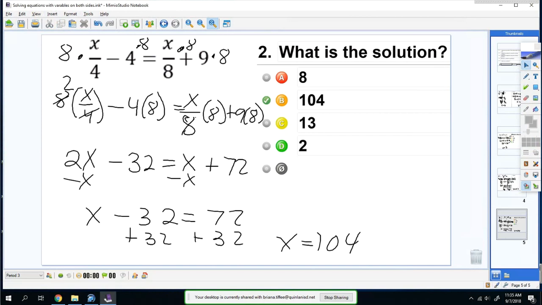Okay, personally, I would do it like this instead of the fractional way. We'll do a couple more of these to practice.